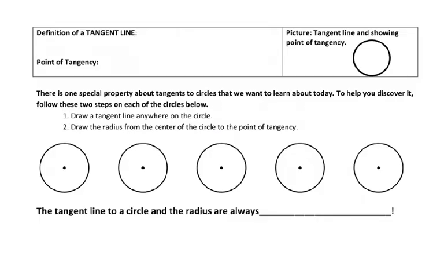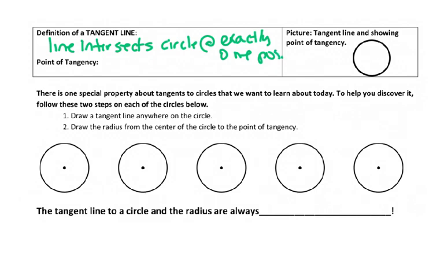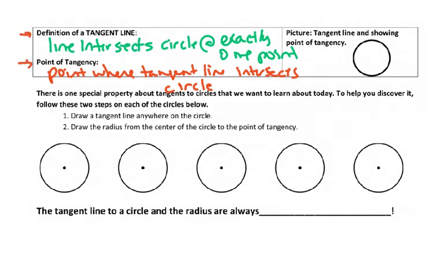Okay, we talked earlier, a couple lessons ago, about a tangent line. A tangent line is a line that intersects a circle at exactly, so exactly means not more, but exactly one point. And the point of tangency is the point where a tangent line intersects a circle. So those are two words that you need to know what they mean.